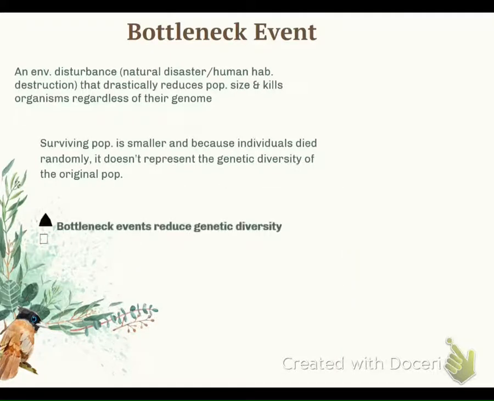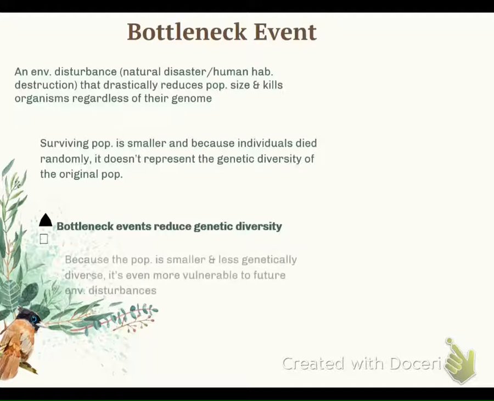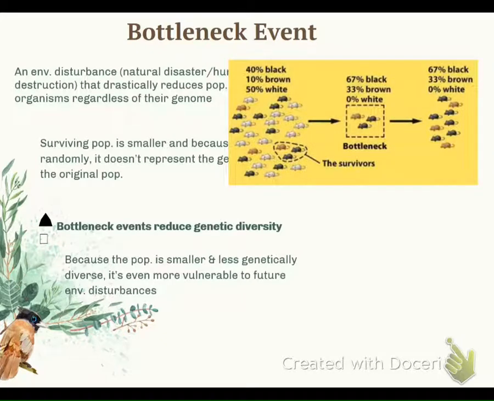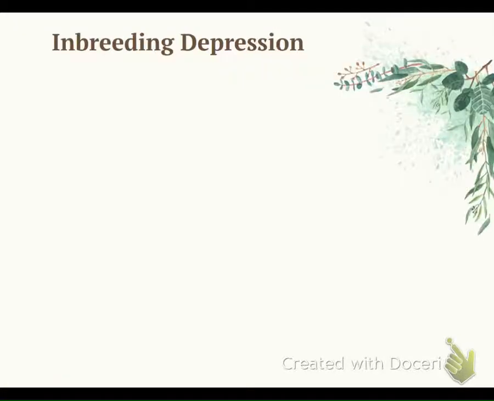Sometimes the bottleneck reduces the genetic diversity. Because the population is smaller, it is more vulnerable to future environmental disturbances. So if we have a bottleneck and we all of a sudden go to black and brown mice, what happens if there's snow? They're all going to be susceptible to predators.